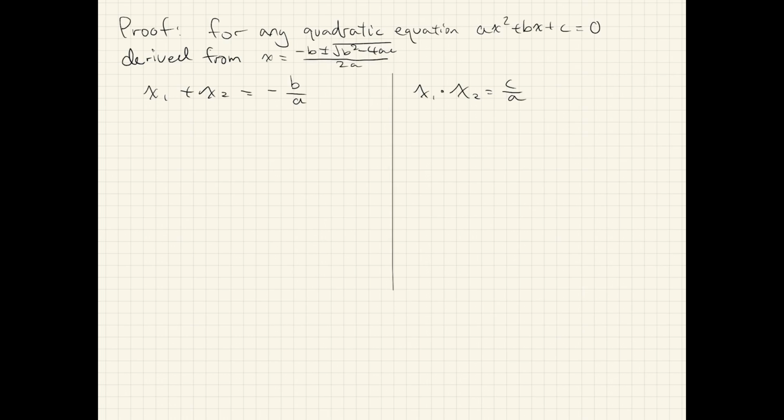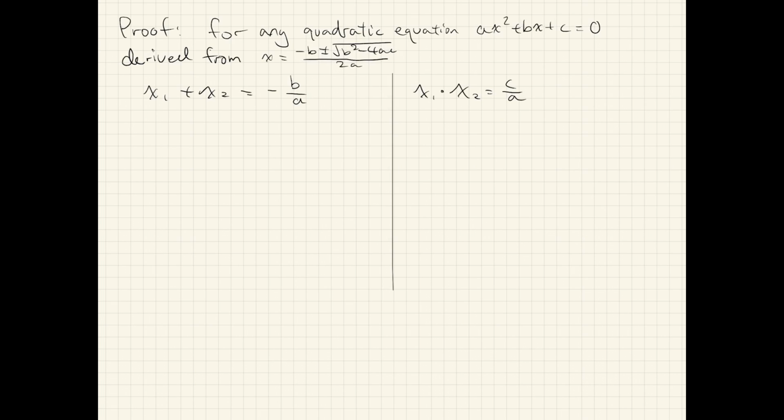Hello everyone, today we're going to be talking about the two main formulas that relate the two zeros of quadratic equations together. So those formulas are as follows. Here we have x1 plus x2 equals negative b over a, and x1 times x2 equals c over a.